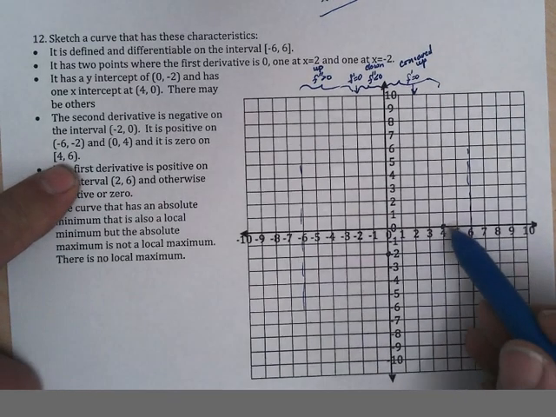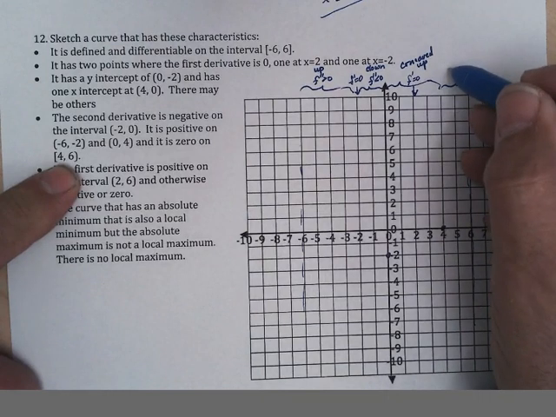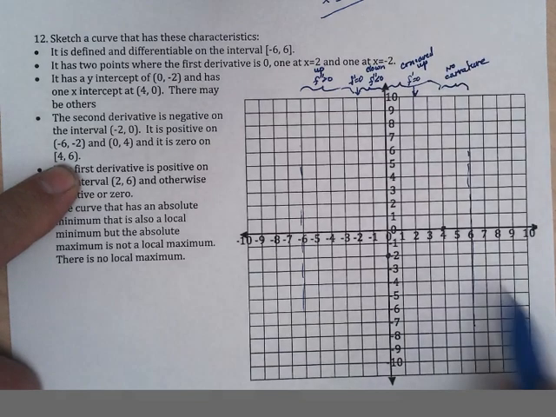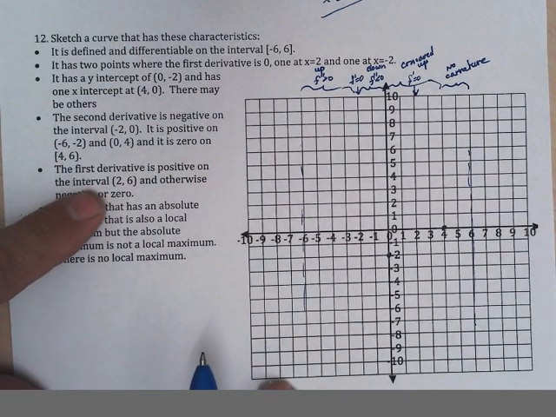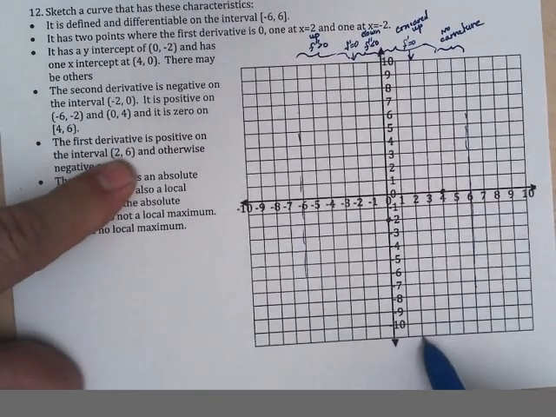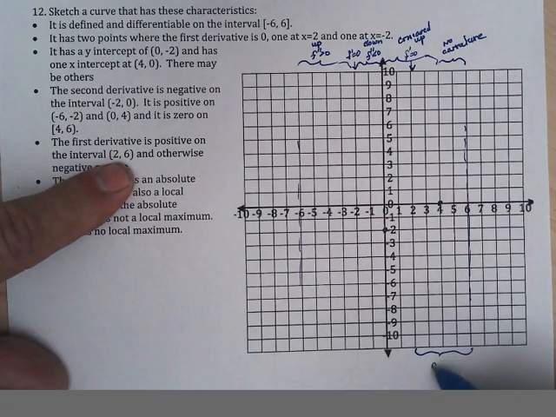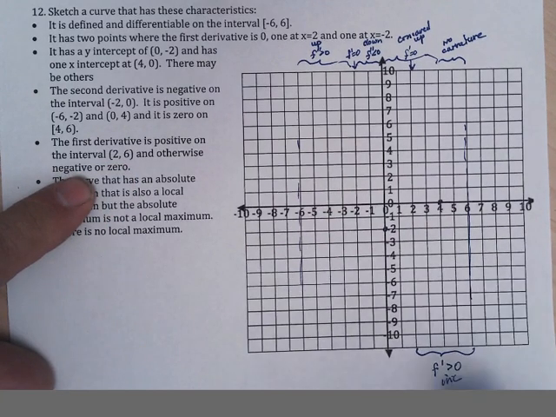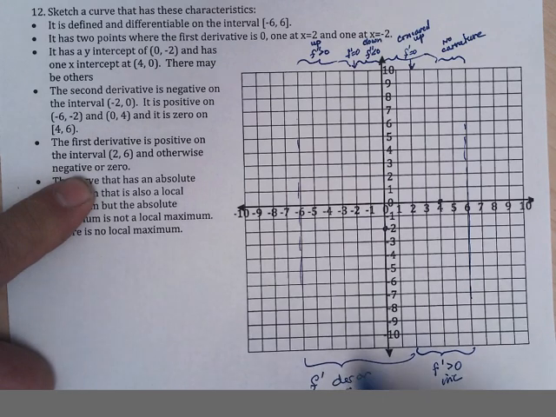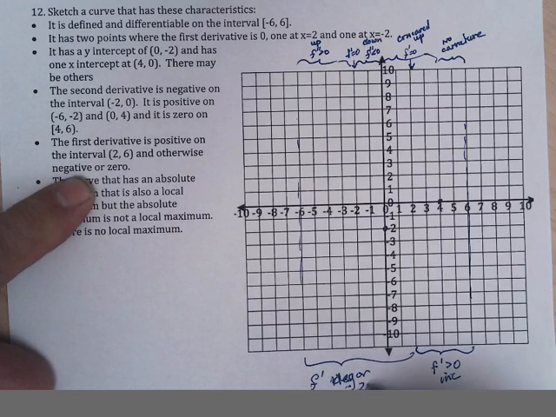And is it 0 on 4 to 6? Ooh. So it's not concaved. No curvature at the end. It's got to be a straight line. The first derivative is positive from 2 to 6. Okay, I'm going to write it down here. Can you see that? Yes. F prime is greater than 0, so it's got to be increasing. Otherwise, f prime is negative or 0, so the rest of it's decreasing or flat.